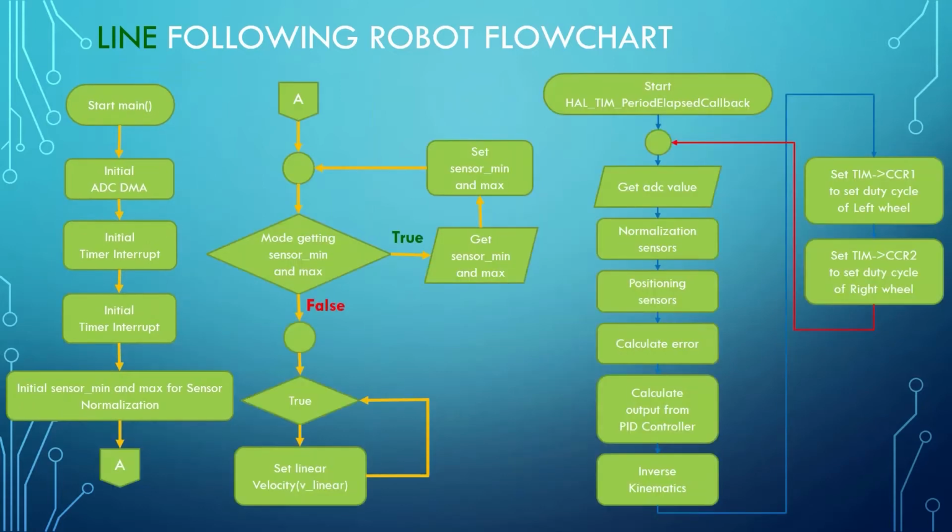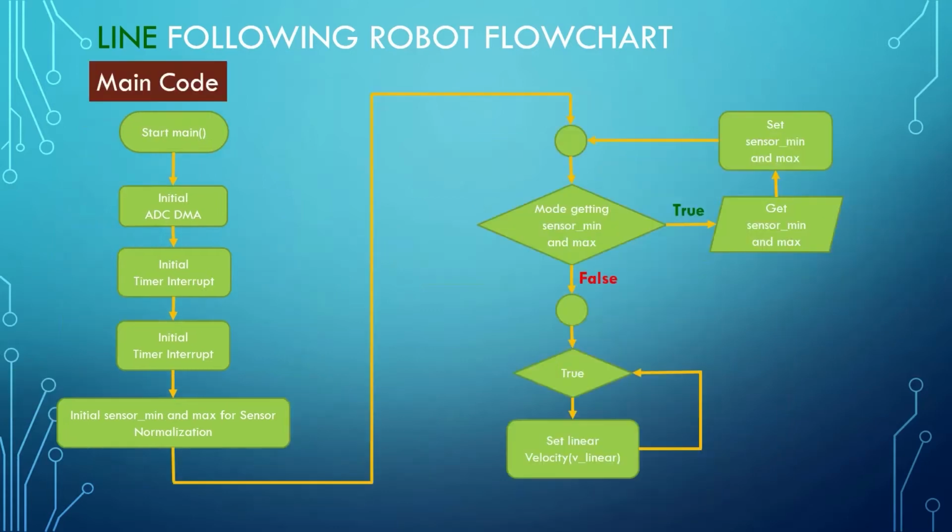And for the other flowchart, I call it the period elapsed callback. You simply manually input the ADC value and let the sensor normalizing and positioning calculate, just let it do its work. Also, this part is more complex than you could see. So let's go to the next slide where things should be simpler.